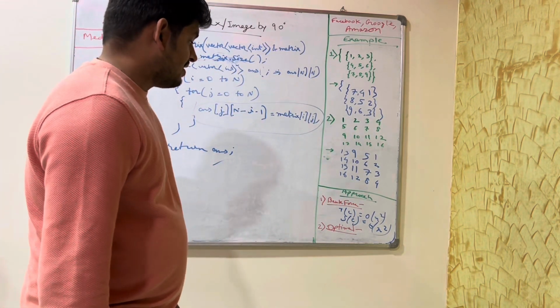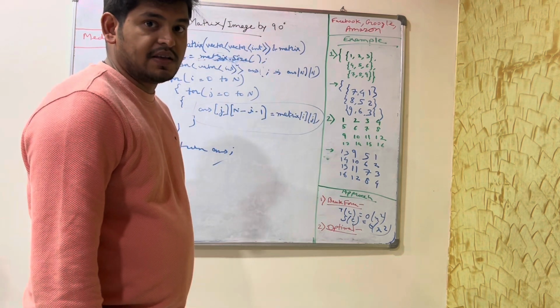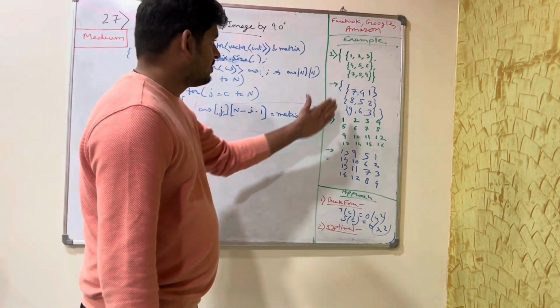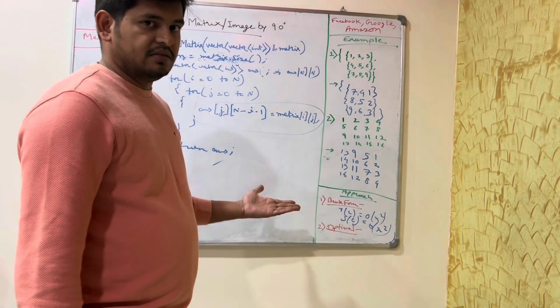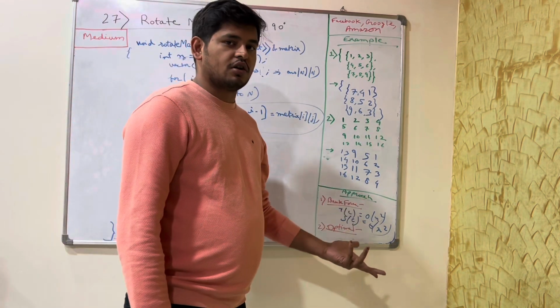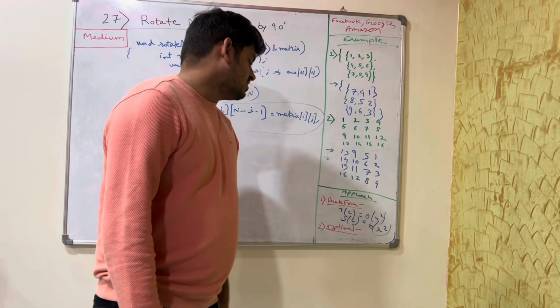So what can we optimize? Can we optimize the time complexity? Is it possible? It's not possible. We have to visit all the parts of the array, and traversing a 2D matrix is order of n square. But we can reduce the space complexity.